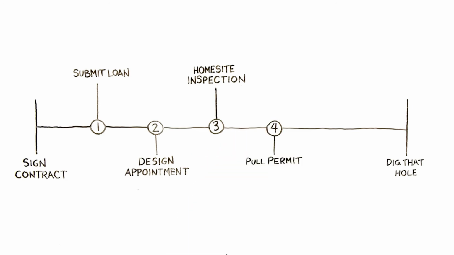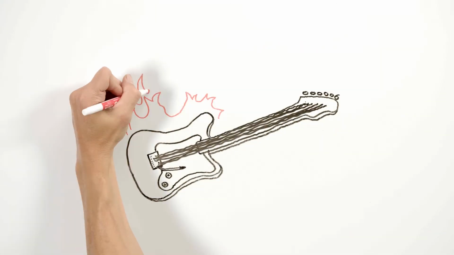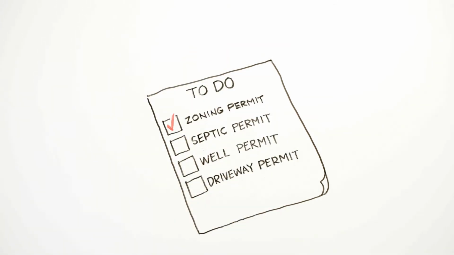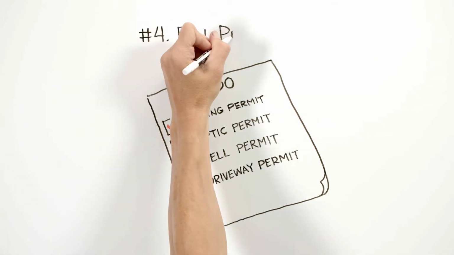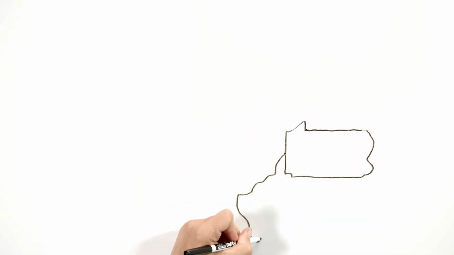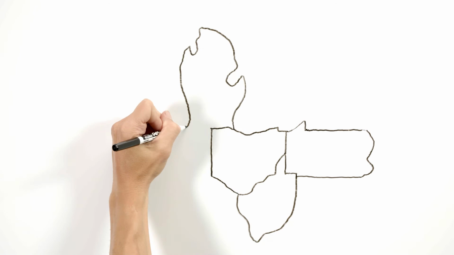4. Here's where you have to be a rock star. Again, since it's your land, you will be the one pulling permits for zoning, septic, well, driveway, and then we'll take care of the building permit. The requirements are different from state to state, and even county to county.